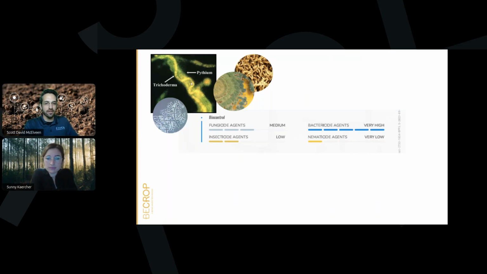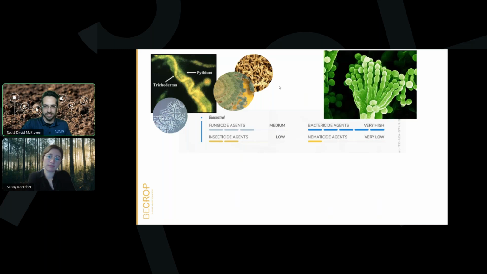Here we have a kind of a dim yellow outline. That's the Pythium. That's the disease-causing organism. And inside of it, it has been invaded and parasitized. The parasite has been parasitized by Trichoderma that's eating it from the inside out. There are bacteria like Bacillus subtilis that also can suppress fungal disease.